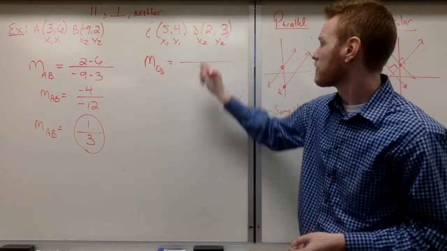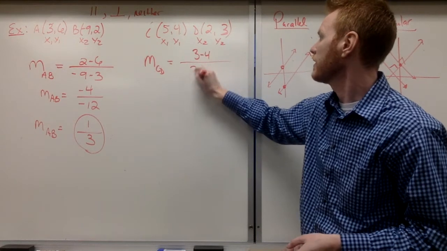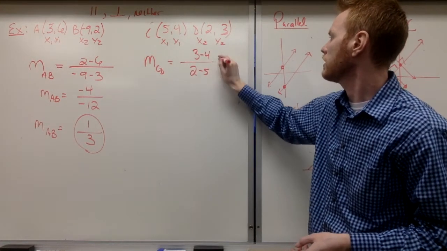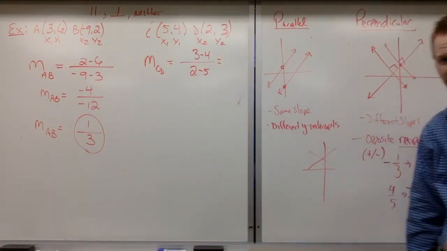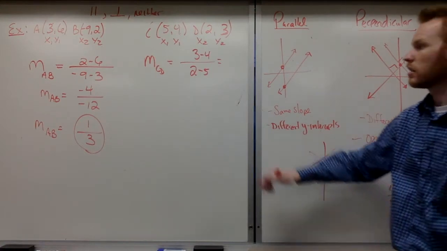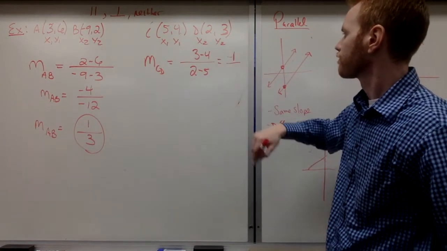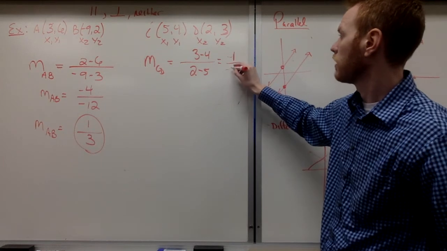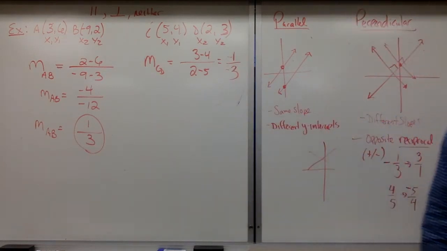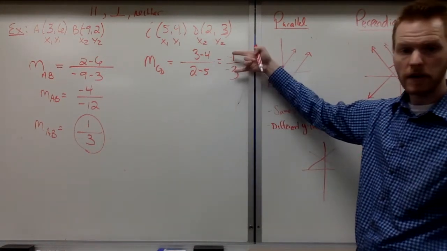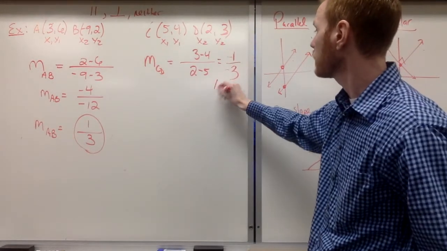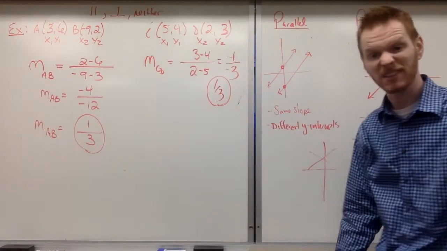Subtract the y's. We have 3 minus 4, and then 2 minus 5 in the denominator. Numerator, we get -1. And the denominator, we get what? -3. Simplify, we have a negative in the numerator and denominator. It makes us a positive number.